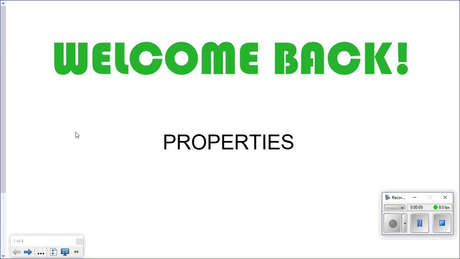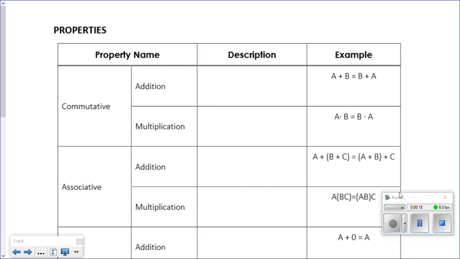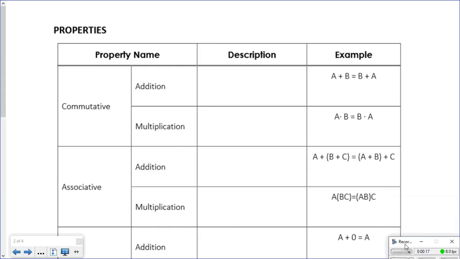Today we're going to go ahead and go into properties, so let's go over those. Properties are an important thing because they allow you to understand why we do certain steps. And there will be questions that ask you to justify your work, so you want to know what properties allow you to do what. So let's talk about these.